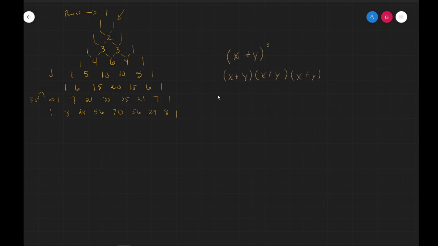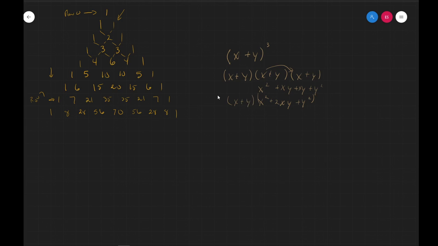Then we're just going to take a pair of these and multiply them out. So I'm going to take these second 2 and multiply them out. X times x gives us x squared. X times y gives us xy. Y times x gives us xy. And then y times y gives us y squared. We can simplify this a little bit. We get x squared plus 2xy plus y squared. So we have that times x plus y.